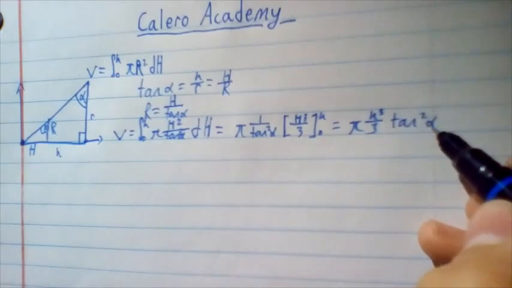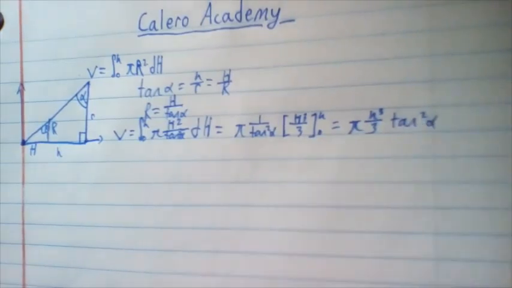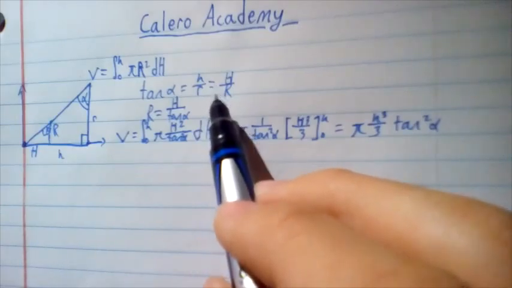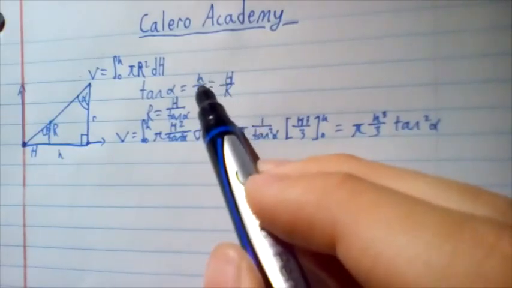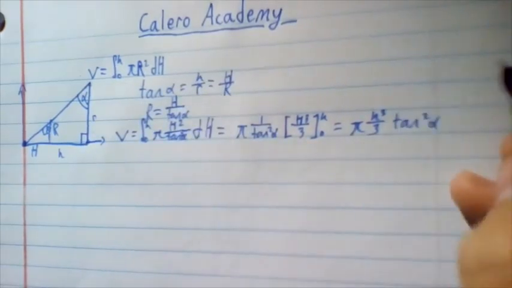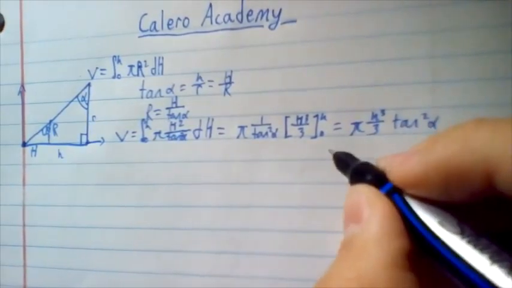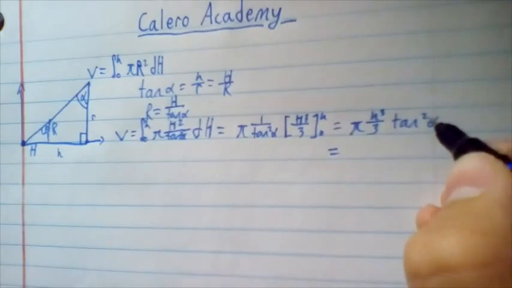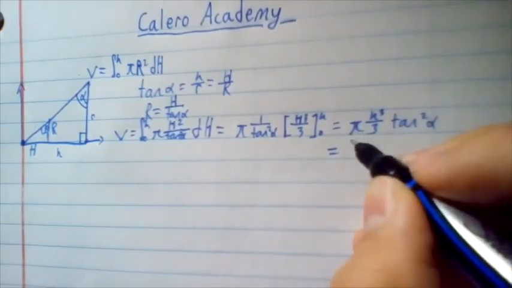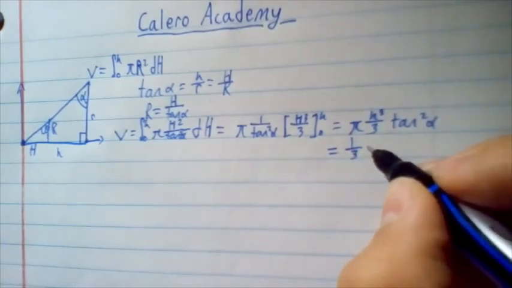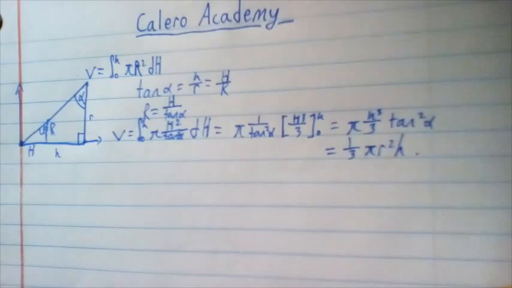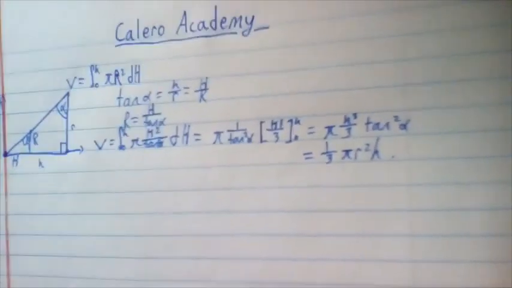Now, let's remember, tan alpha is not only equal to some arbitrary cap H over some corresponding cap R, it's also equal to our dear friends h over r. And we can substitute that in, and what we're going to get is that the volume is equal to 1/3 pi r squared h, which ends our first approach.